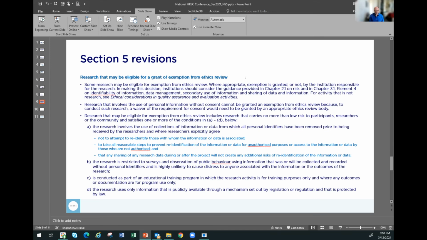We then set out essentially 4 options. First, it has to be a low risk review project, where it originally said negligible risk, now it will say low risk. And then the 4 options are having to do with collections of information or data, surveys, observation of public behavior type research, research that's conducted as part of an educational training program, and research that uses only information that is publicly available in a particular way. And that's the proposal. You will have an opportunity to comment on that as part of the upcoming consultation.